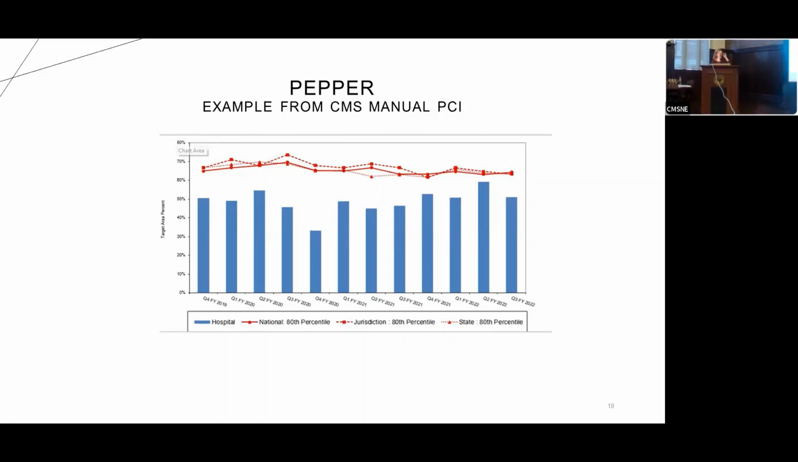If this particular hospital's blue bar was way above all of those red lines, then that's something else you want to look at. You want to ask, why are we discharging way more than all of our comparables?